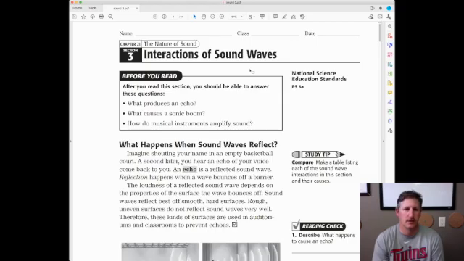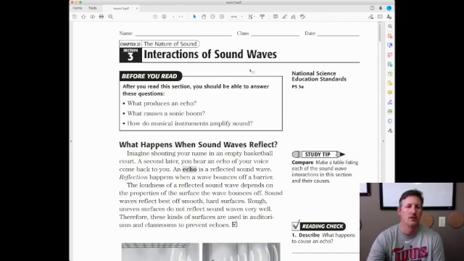All right, today we're going to continue talking about sound waves and how different sound waves interact. Today, what I want you to figure out is what produces an echo, what causes a sonic boom, and how do musical instruments amplify sound? So, how do they make the sound louder?